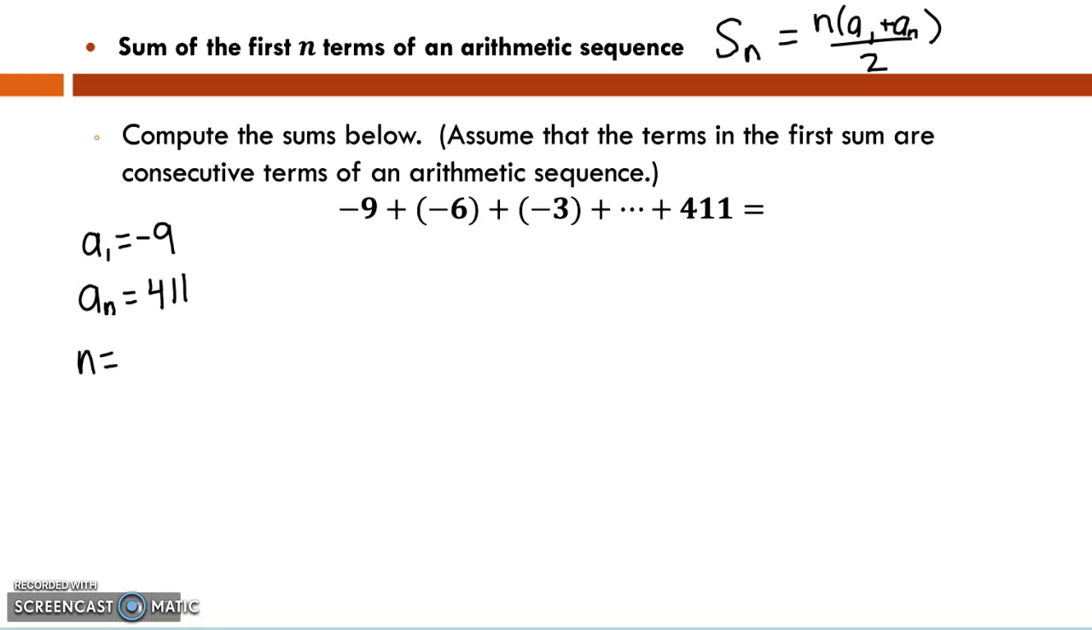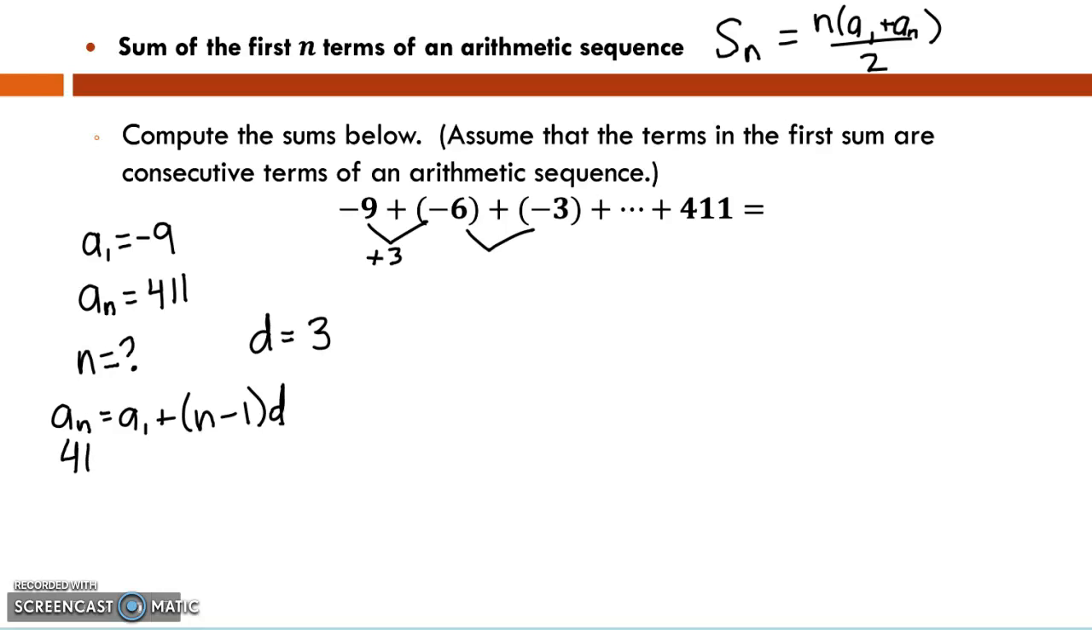And what is n equal to? Well, I don't know what n is equal to, but I'm going to use this equation, a sub n equals a sub 1 plus n minus 1 times d, where d equals what? Well, to get from negative 9 to negative 6, I add 3. Same thing from negative 6 to negative 3, so my d is equal to 3. Okay, go ahead and plug the numbers in where you need them and solve for n. I'm going to solve in a little different way this time.